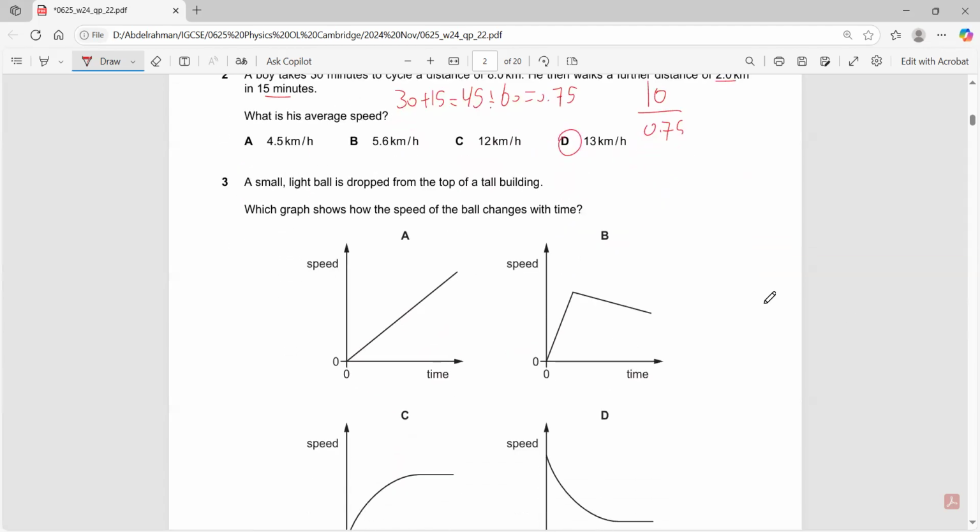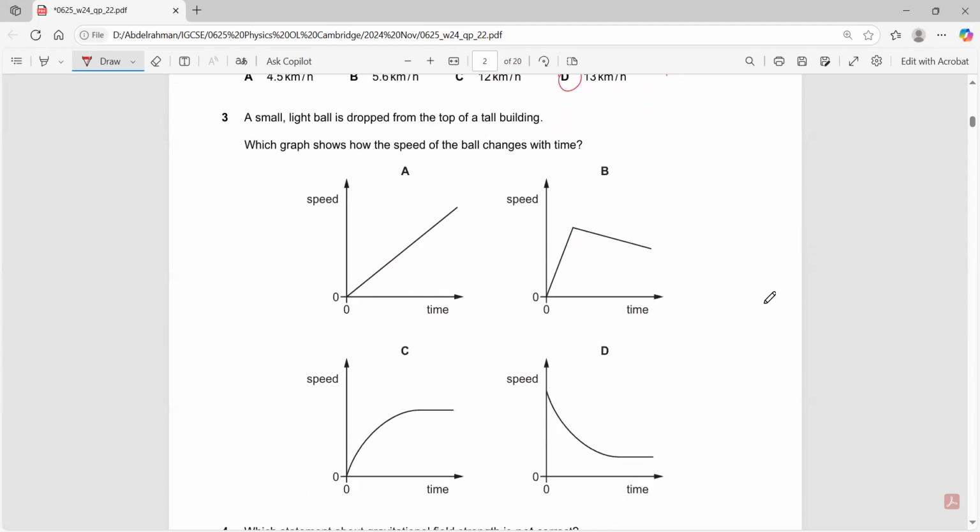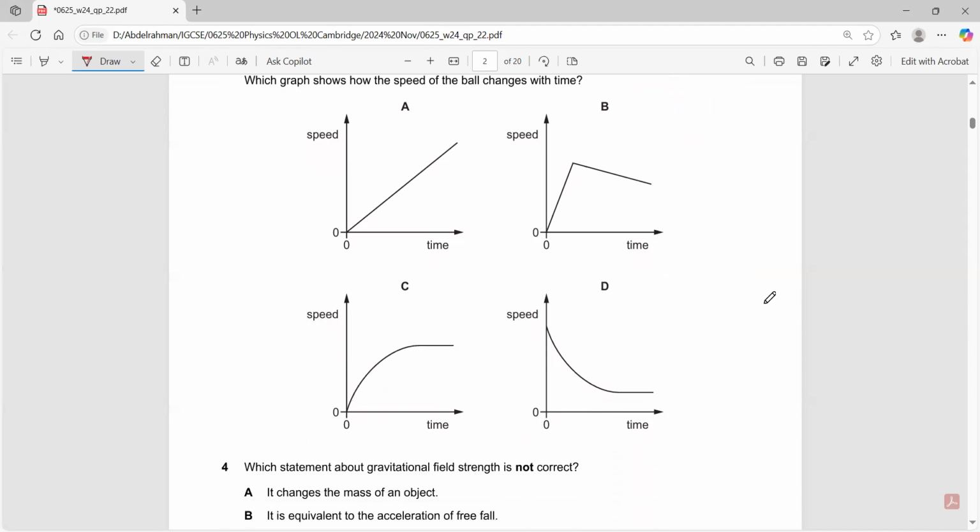A small light ball is dropped from the top of a tall building. Which graph shows how the speed of the ball changes with the time? How does the speed change with the time? It increases and then it eventually reaches terminal velocity, at C.